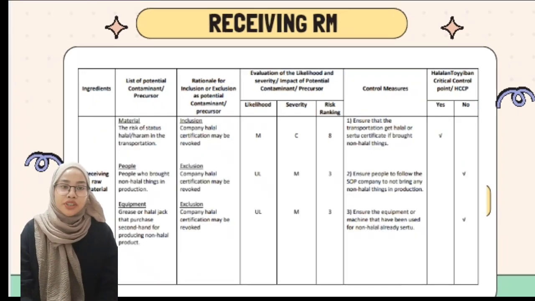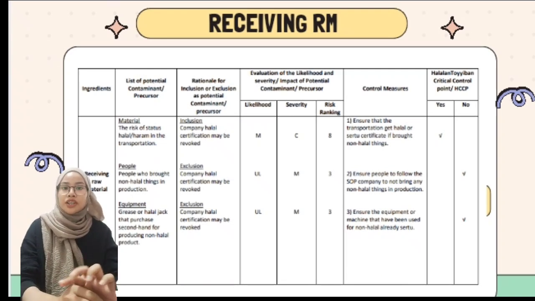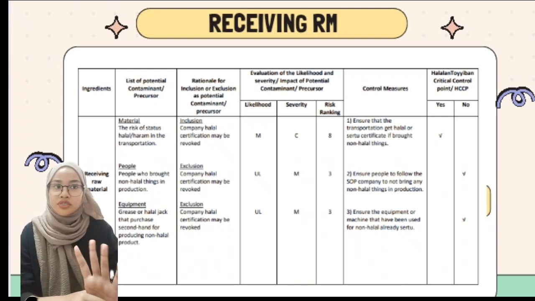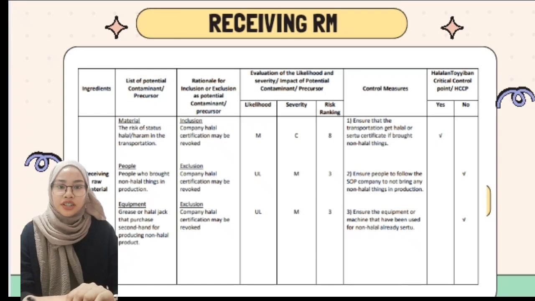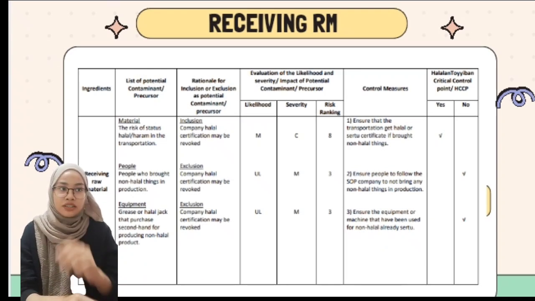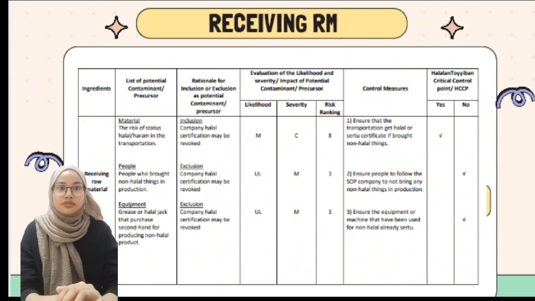Okay, receiving raw material. We have four factors: material, people, equipment, and environment. Material: the risk to halal status in transportation. Inclusion: company halal certification may be revoked. Likelihood moderate, severity critical, risk ranking 8. Countermeasure: ensure that the transportation has halal certification, in case it brought non-halal things. So the halal critical point is yes.